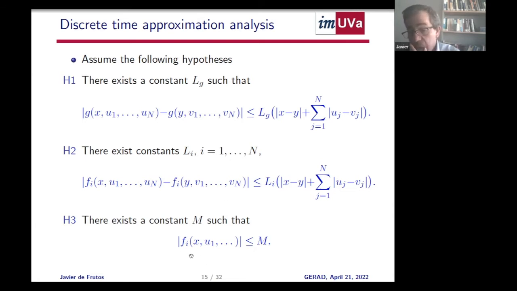And also a hypothesis about boundedness of the function that defines the objective, that in the particular problems, in most of the cases, we can deal with because it comes naturally from other things. For example, we have a compact set of controls where we choose the controls, and if the function is continuous, as it appears in the hypothesis before, then automatically this hypothesis is satisfied. Okay, that technical hypothesis simplifies the analysis a little.